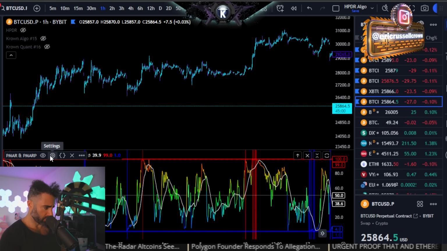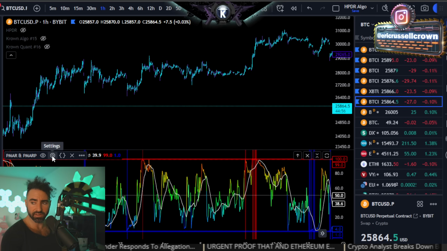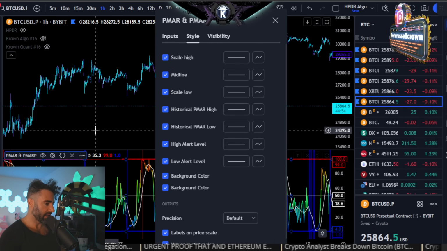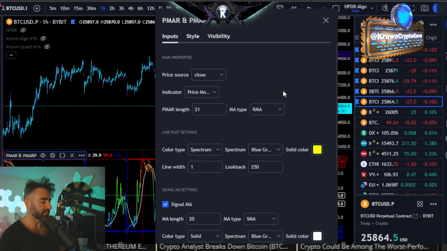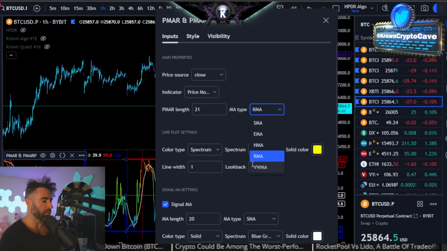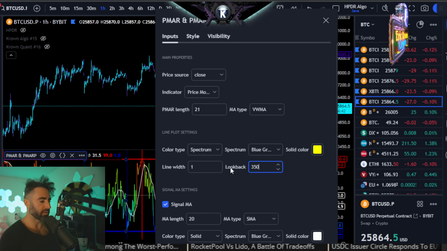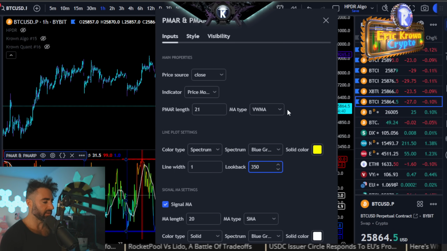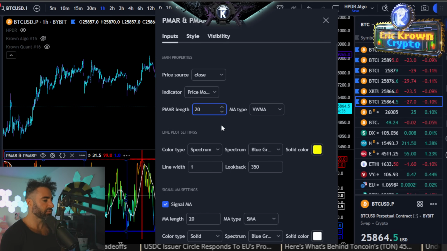Now, just to make sure that we're on the same page, I will go into the settings of this indicator now just by hitting the cog. And if we go to the inputs, yeah, we can see, actually, I did set this one up to be slightly different. So you know what? I'm going to go back to what would be, of course, default settings. So that's going to be a 350 look back. That's going to be VWMA type. And I believe PMAR length is 20.